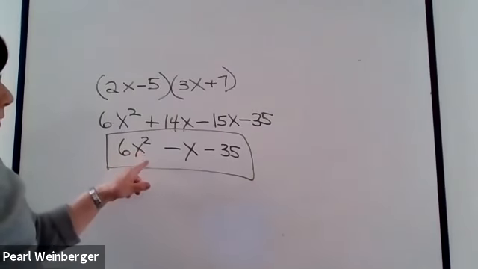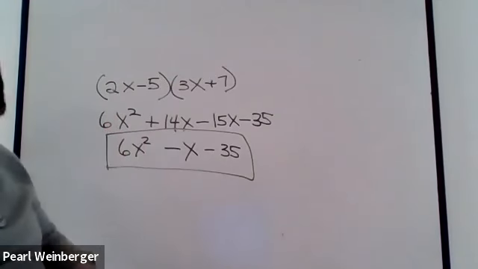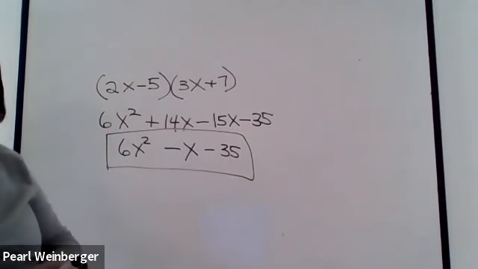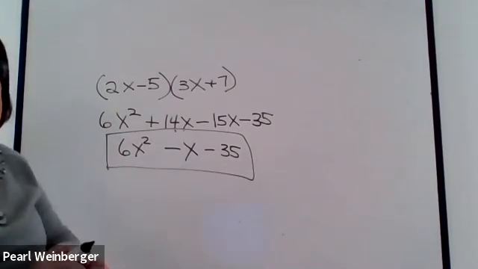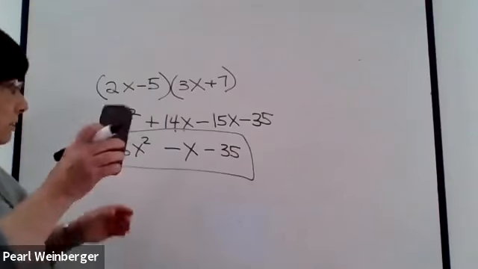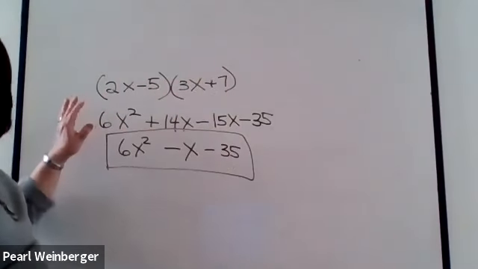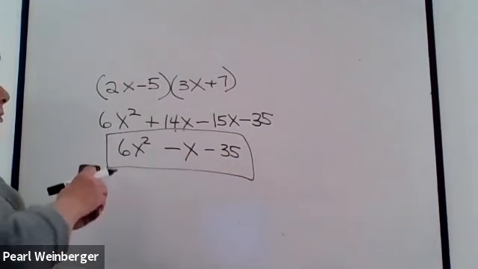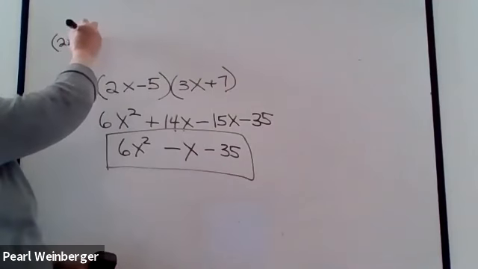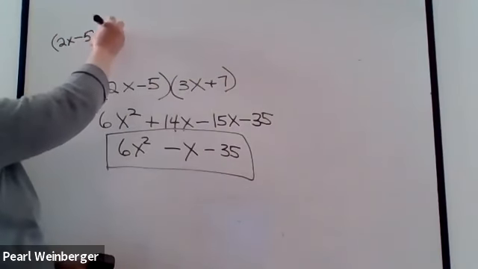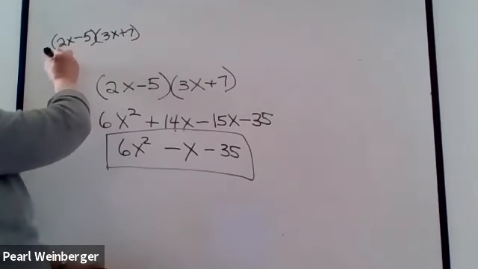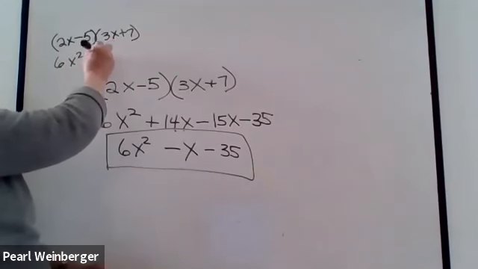Let's now take a different problem. It's a little bit harder. I'm going to do this one with you, and then I'm going to give you one to try. And then I'm going to talk about something called the FOIL system. But let's first try something else. Can I erase this? I'm going to just leave it on the board that it was 2x minus 5 times 3x plus 7. I'm just writing the problem that we had, and the answer we got was 6x squared minus x minus 35.